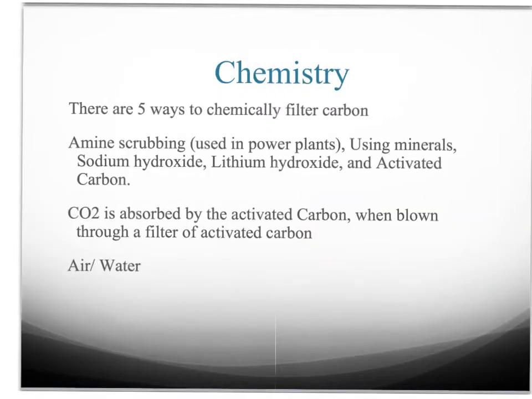So, as I said earlier in the previous slide, there are 5 ways to chemically filter carbon and release oxygen from carbon dioxide. There's amine scrubbing, which is used in power plants, not only to filter out carbon, but other impurities to the air, such as sulfur. There's a mineral method, which uses a mineral filter using various different minerals that will bond with the carbon and release the oxygen. Sodium hydroxide method, which is the same as the activated carbon method, but using sodium hydroxide.